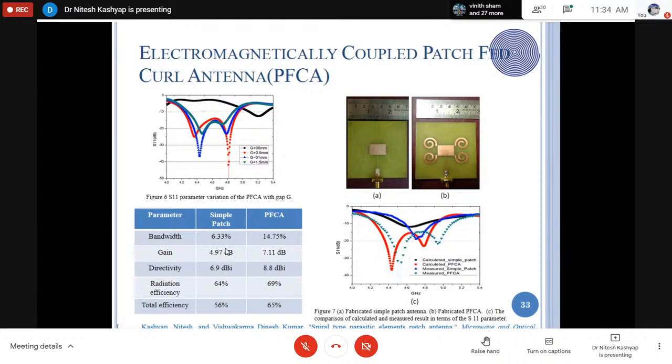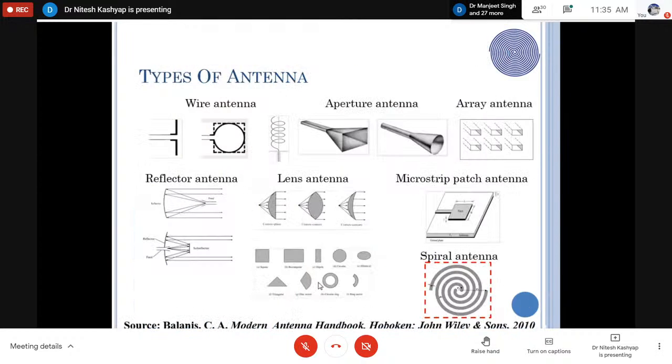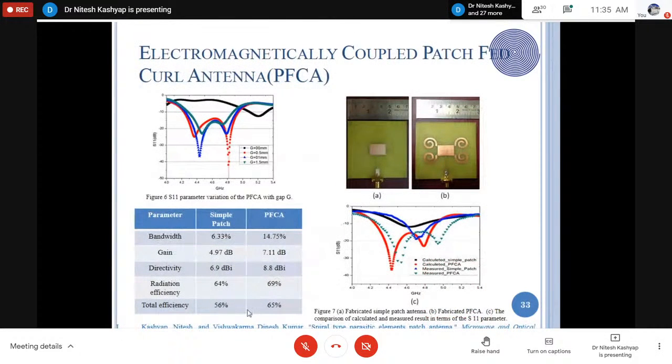And here the bandwidth of the simple patch antenna was 6%, and the designed antenna was 14%. The gain was 5 dB, and the designed antenna has a gain of 7 dB. Directivity was 7, and the designed antenna has 9 dB. Radiation efficiency is also improved. The total efficiency is also improved.